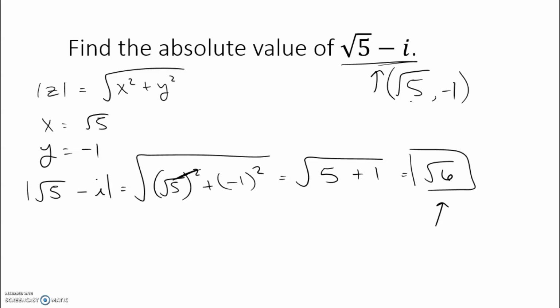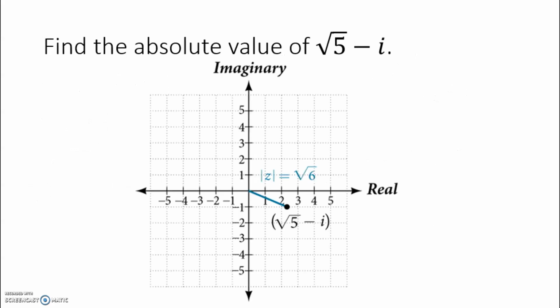Okay, so this is what it would look like. There's your point right there. The square root of 5, comma, negative 1. The distance from the origin to that point is the square root of 6.